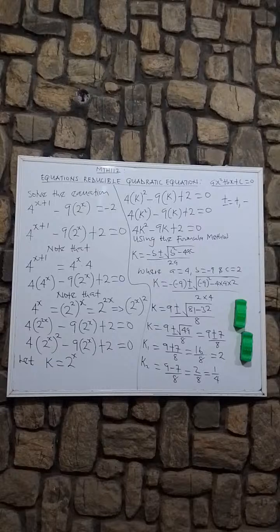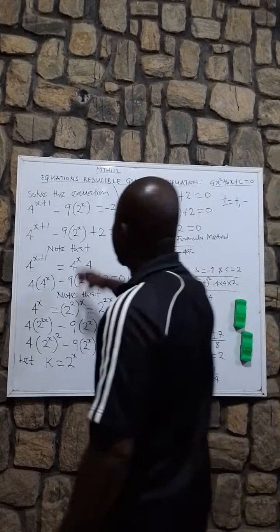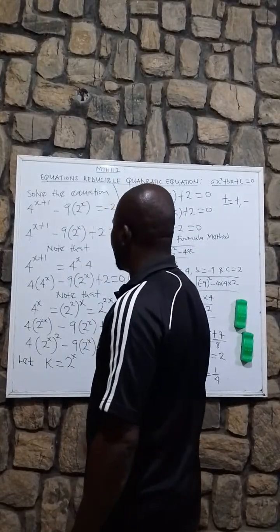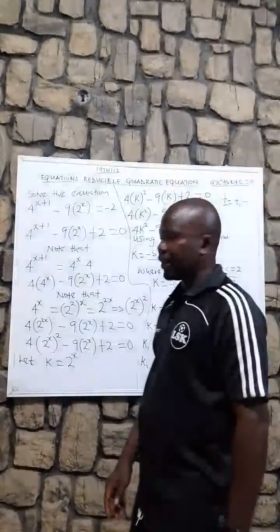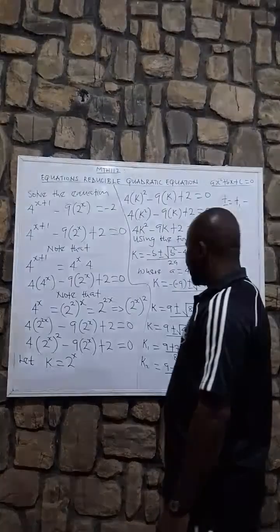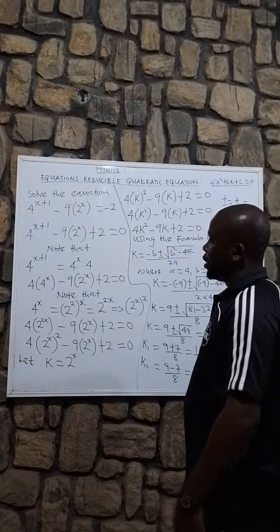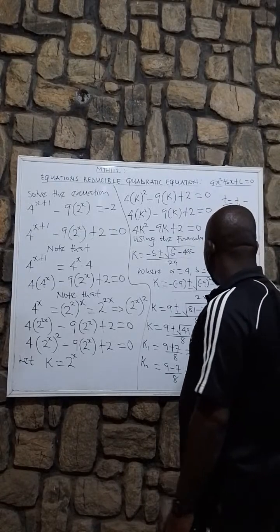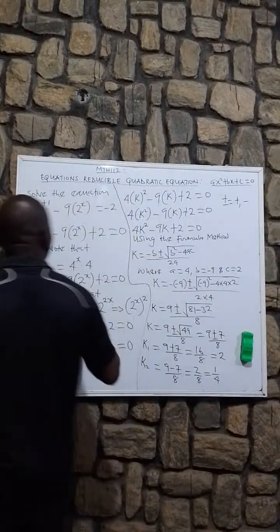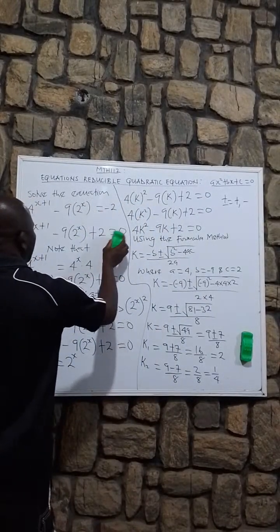So far, so good. Let's come back to the question. The variable here is x. So we have to find the value of x and not k. From the values of k1 and k2, we can obtain our x1 and x2.